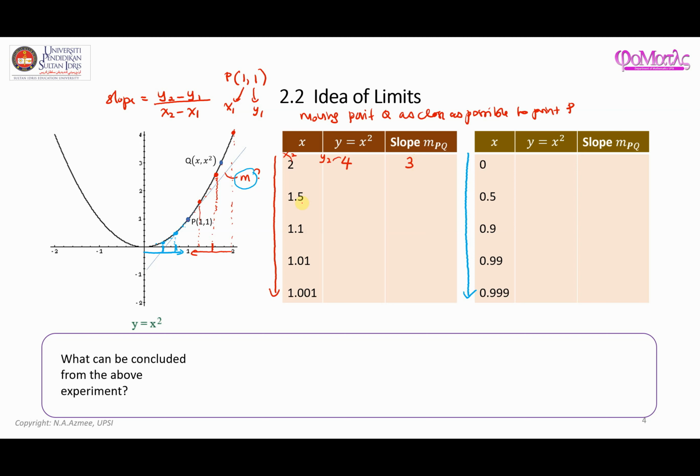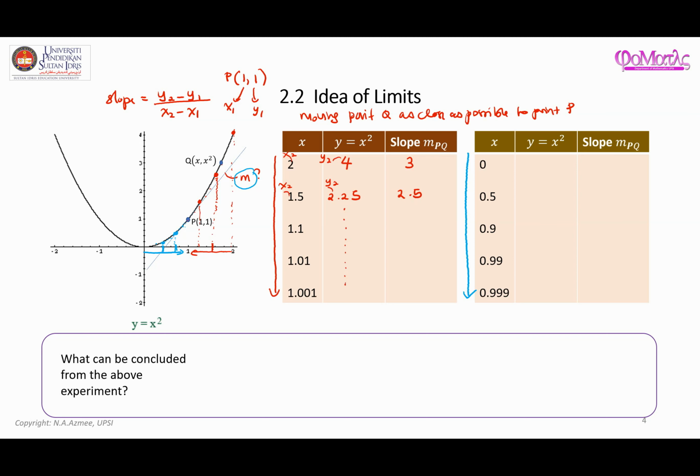Now when x is 1.5, y is going to be equal to 2.25. So this is the value of x2 and this is the value of y2. Again, plug these values into this formula here. Then the slope that you will be getting is equal to 2.5. So keep on doing this for other values of x.